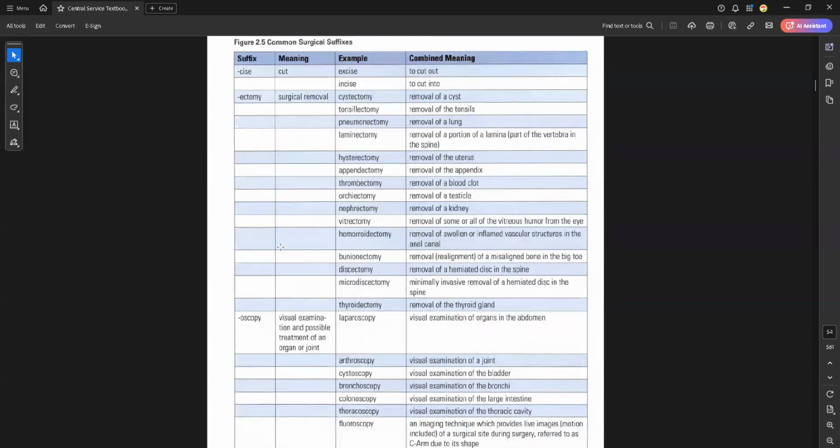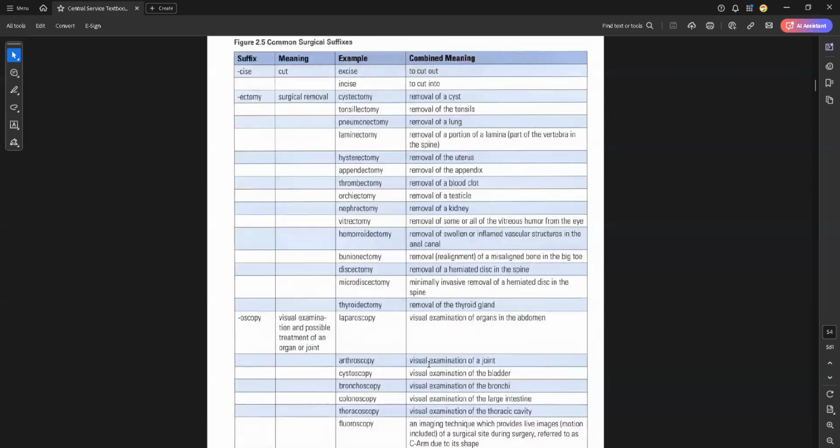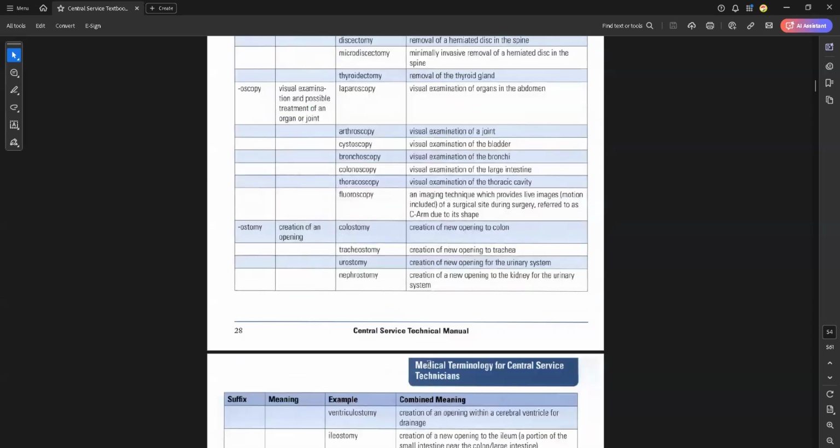Yes. Now, the next one is 2.5, common surgical suffixes. Now we are on suffixes. Ectomy is to cut out. Normally in this area there is no specific explanation. You just have to get used to some of these things. Ectomy, we met that already. Hemigastrectomy, we just met it. So when you see ectomy here, it means surgical removal. Cystectomy, removal of a cyst. Then we have a lot of examples over there.